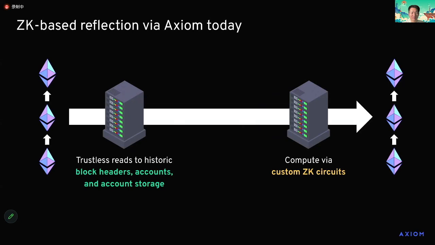Finally, to close, I want to talk through where we are today with achieving reflection with Axiom and where we're headed. We're going to launch to mainnet soon a solution which will allow any smart contract on Ethereum to read historic block headers, accounts, and account storage. On top of that, we'll allow these contracts to do computations via custom-written ZK circuits. So the flow there would be that a contract can request these data reads, then apply compute and verify all of it trustlessly on Ethereum.